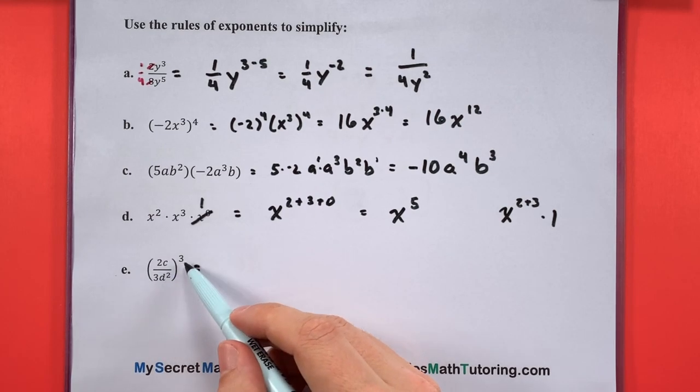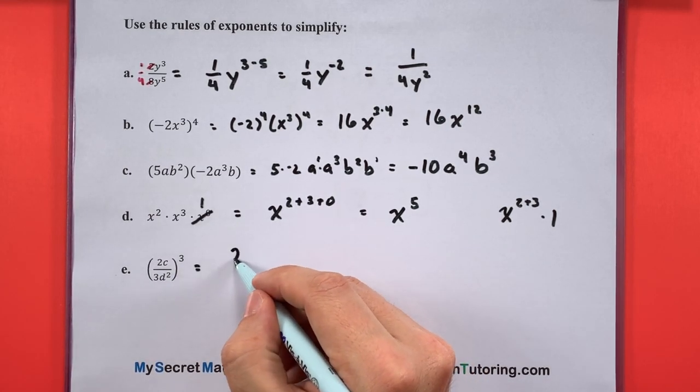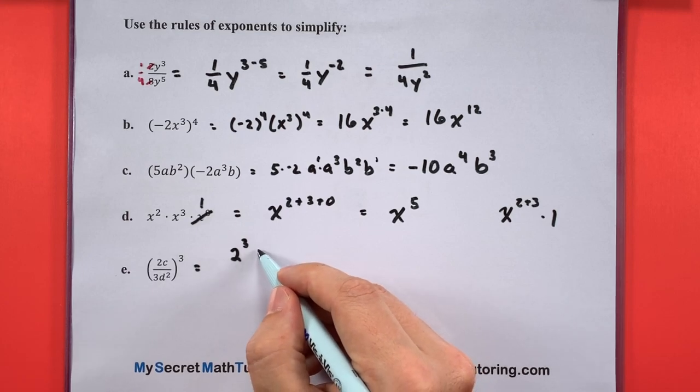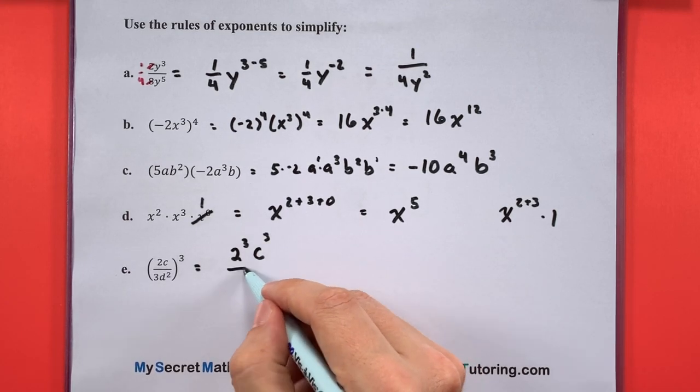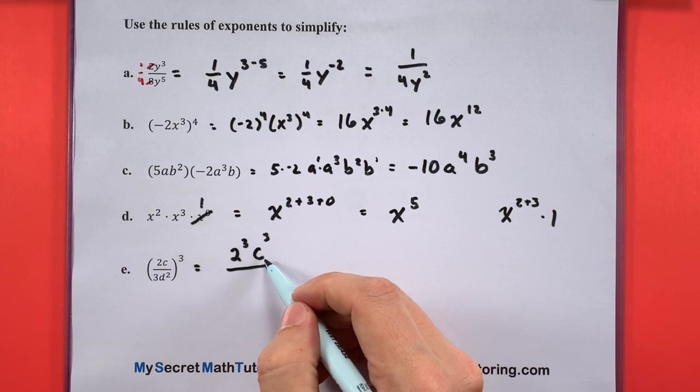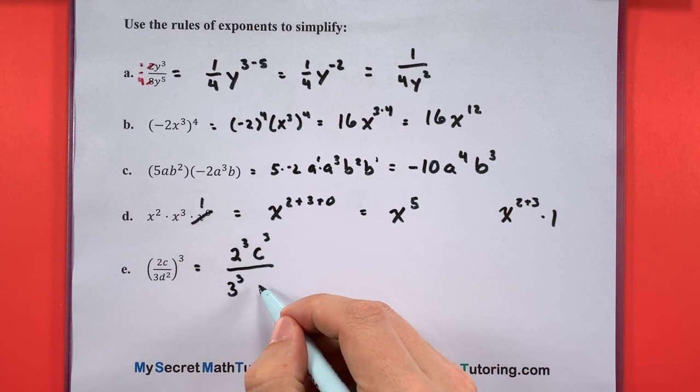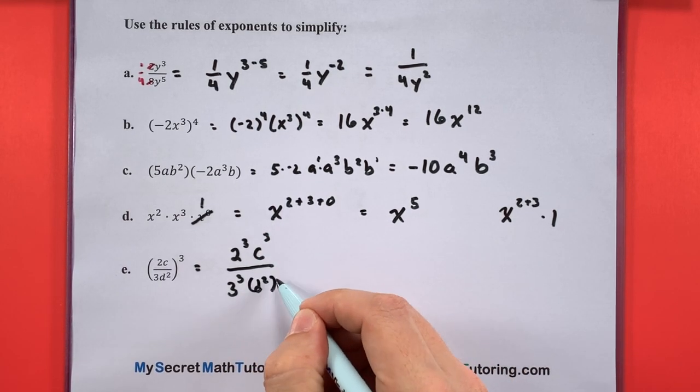Here we're dealing with a fraction to the 3rd power. And you're going to apply that power of 3 to all of the terms. You're doing this because they're all being multiplied. So I have 2 to the 3rd, c to the 3rd, 3 to the 3rd, and this is a d squared to the 3rd.